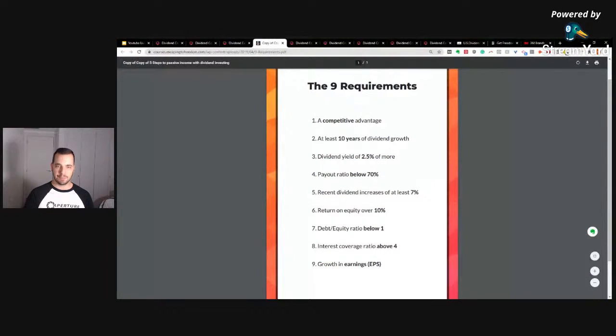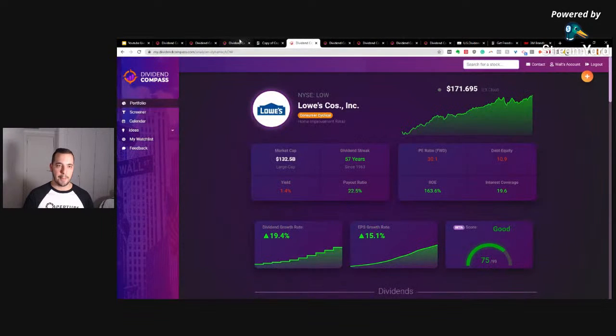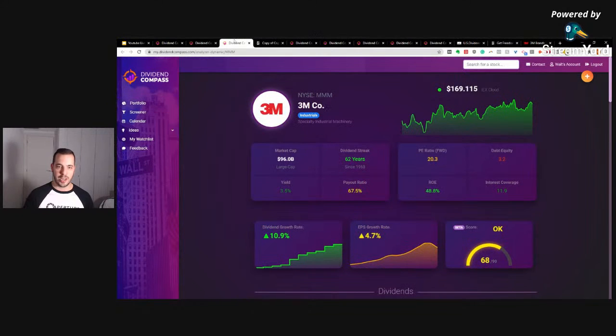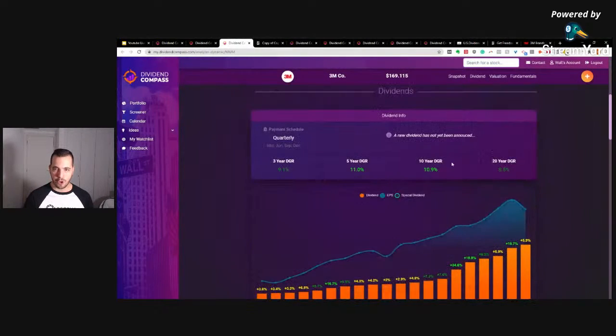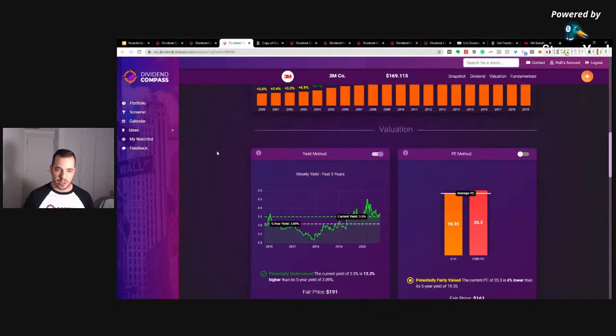So basically, it's got a competitive advantage, yes. It's got at least 10 years of dividend growth, yes. A dividend yield of 2.5%. I keep going too low, so I'll show you this later. But at the moment, the yield is 3.5%, which, as someone who had 3M on my personal watch list for 3 or 4 years, it's only recently got to that yield. In fact, let me show you the dividend yield.